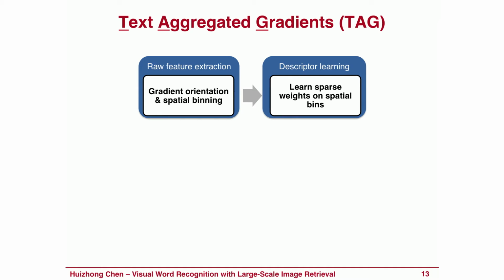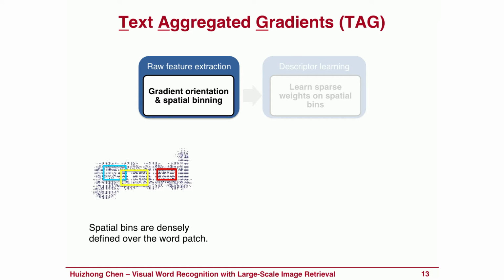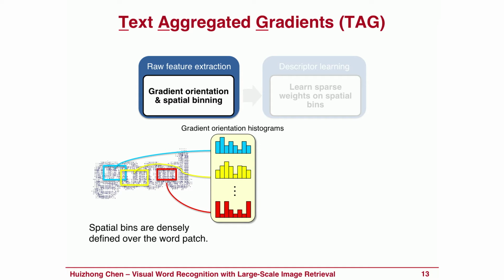I propose a novel word patch descriptor called Text Aggregated Gradients, in short, TAG. The word TAG descriptor is constructed in two stages, namely raw feature extraction and descriptor learning. Let us first focus on the raw feature extraction stage. Given a word patch, the gradient orientation and magnitude are computed. A set of spatial bins is densely defined over the word patch. For each spatial bin, an 8-dimensional gradient orientation histogram is computed. The concatenation of these gradient orientation histograms forms our raw feature of the word patch.